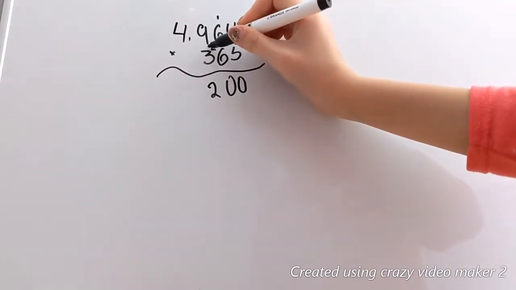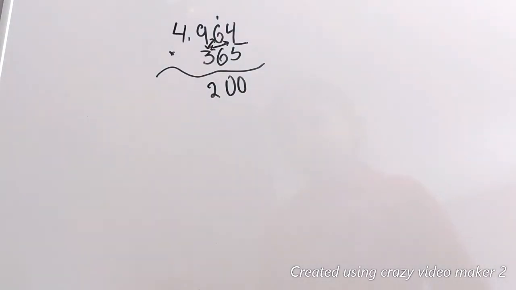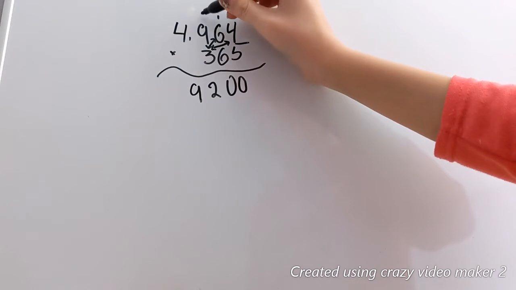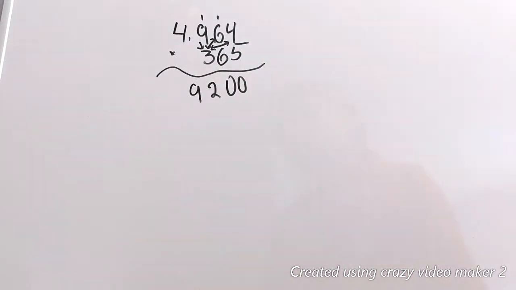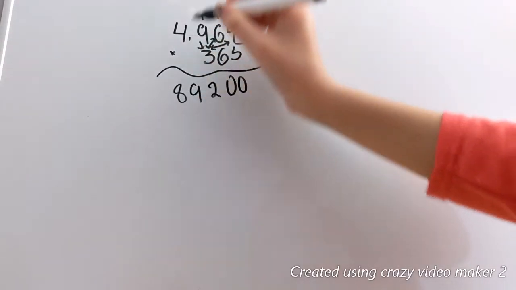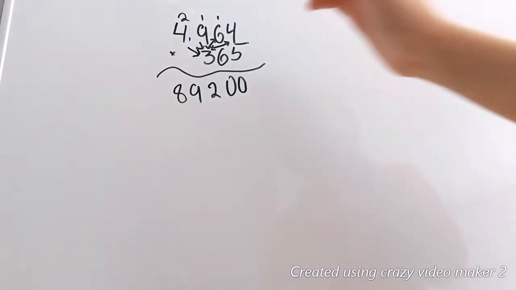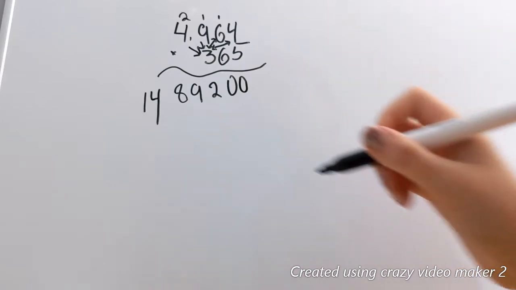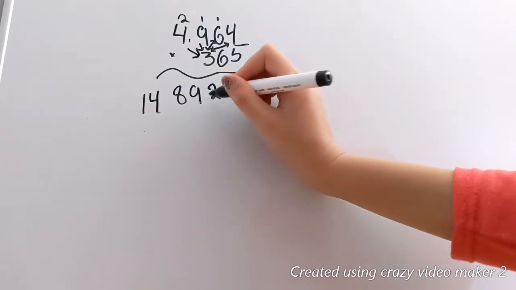6 times 3, 18, plus that 1, 19. 9 times 3 is actually 27, plus that 1 is 28. 4 times 3 is 12, plus that 2 is 14. So now let's place the comma.